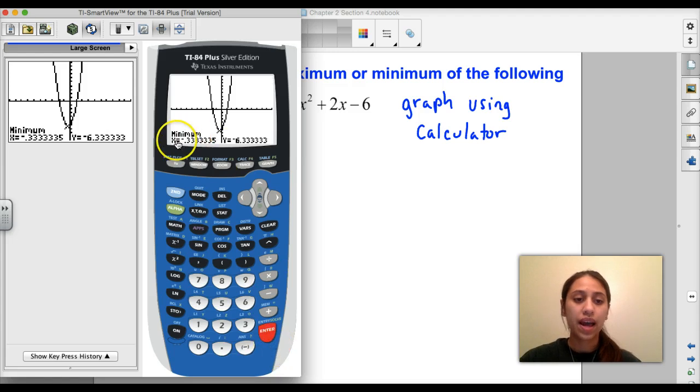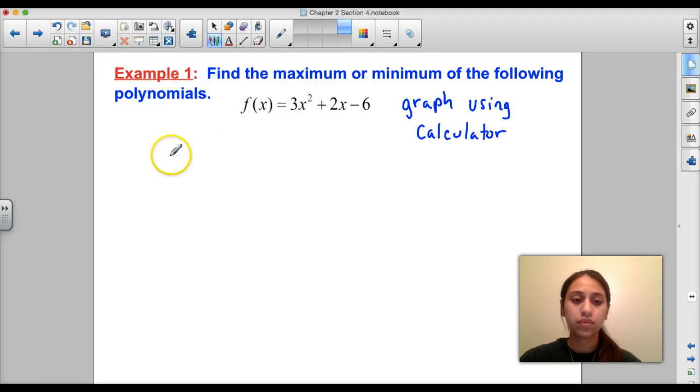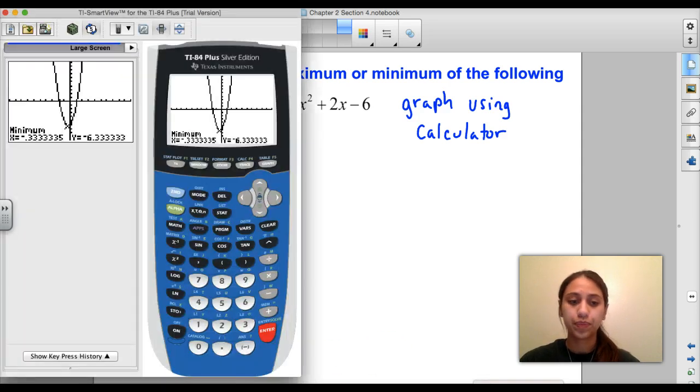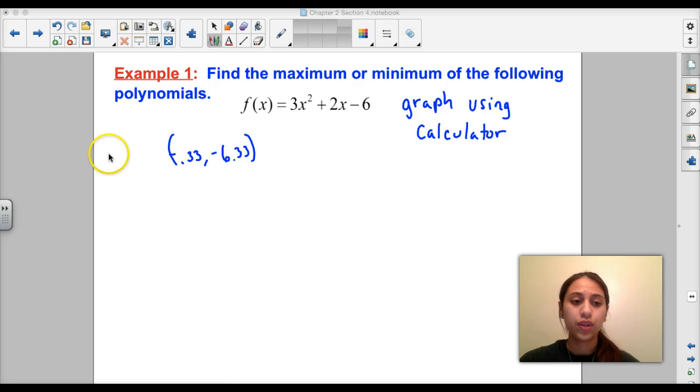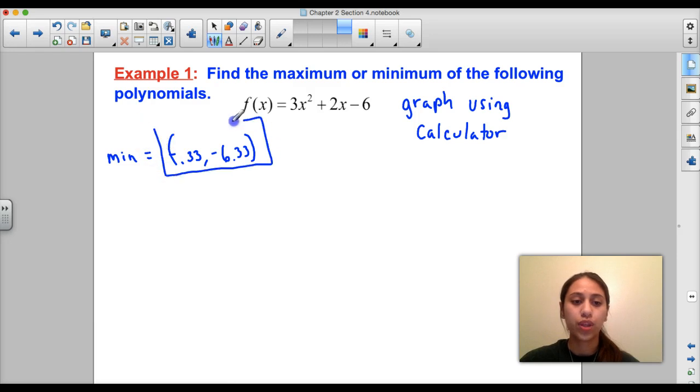Now it says our minimum is that x is equal to negative 0.33. And our y was negative 6.33. And all you have to do now is write minimum, and that is what our minimum is equal to: negative 0.33, negative 6.33.